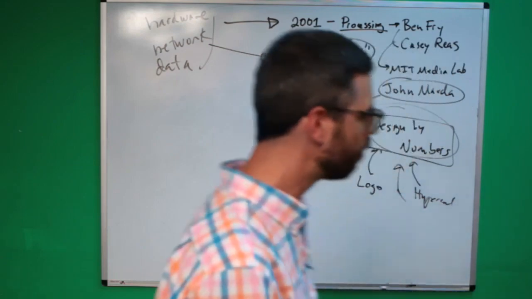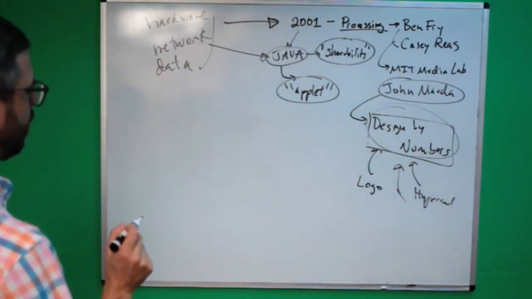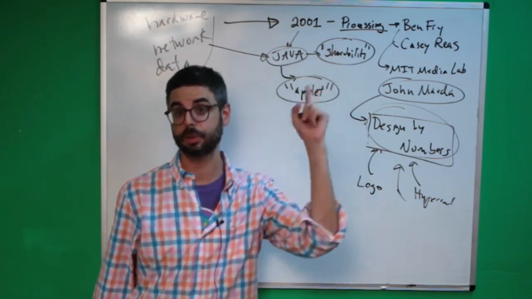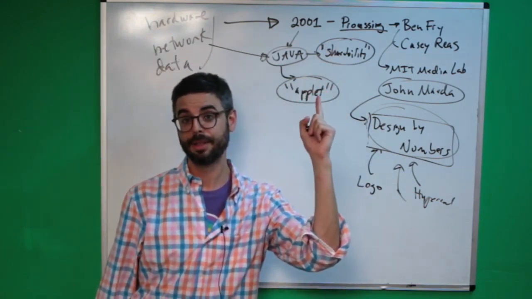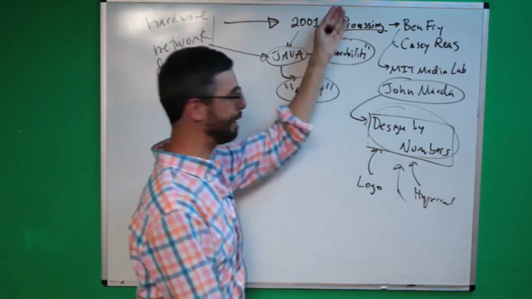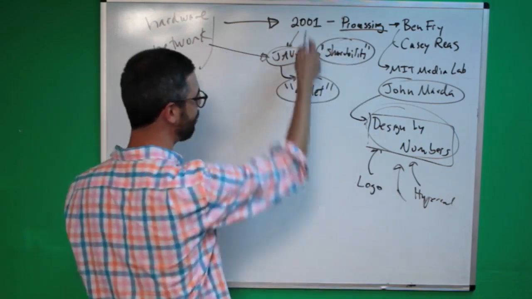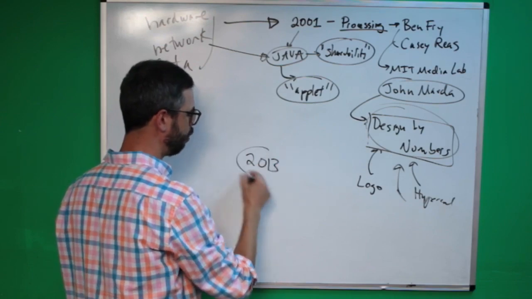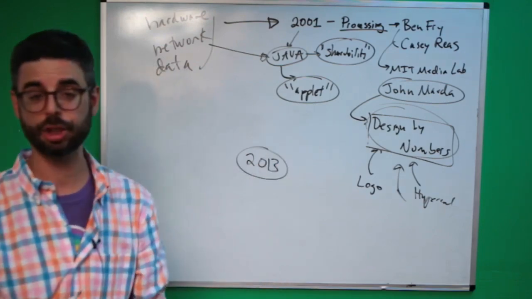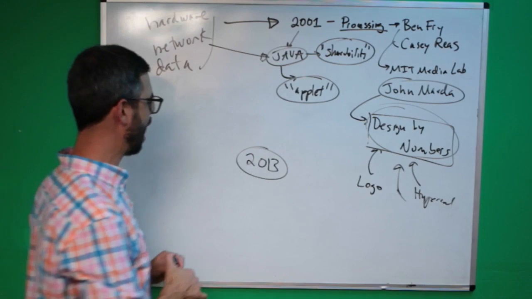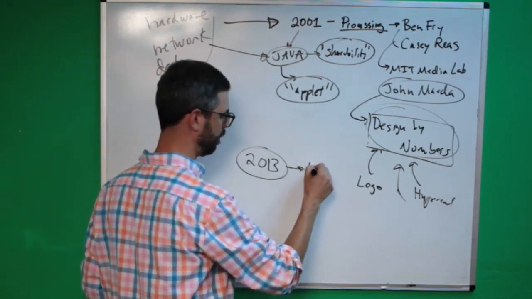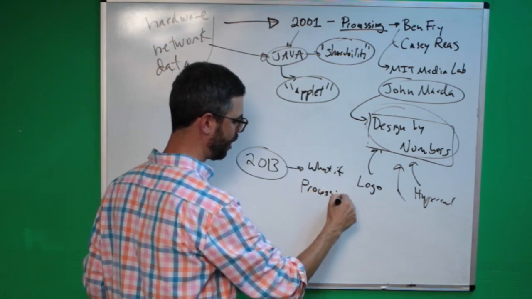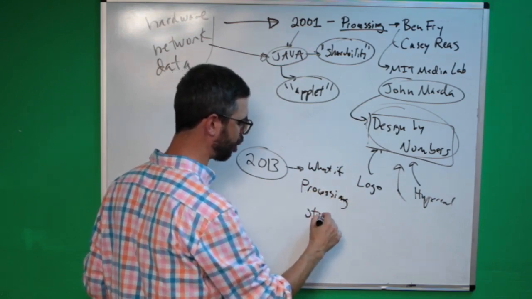So processing, this history now has many, many years. From 2001 all the way to around 2013, I believe, was when one of the first conversations started to happen around the question of what if processing started over?